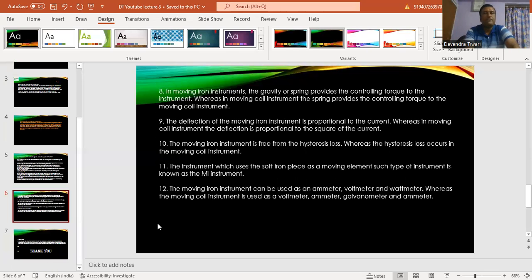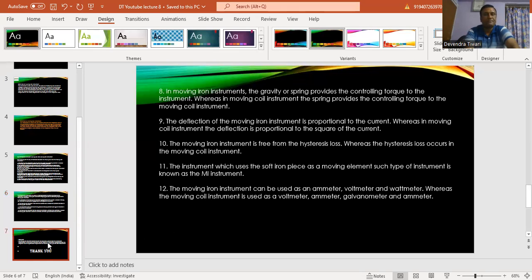Next difference is that in moving iron instruments, gravity or spring provides the controlling torque, whereas in moving coil instrument, only the spring provides the controlling torque. Next, deflection of the moving iron instrument is proportional to the square of current, whereas in moving coil instrument, the deflection is proportional to the current. Next, the moving iron instrument is free from hysteresis losses, whereas hysteresis losses occur in moving coil instruments. The instrument which uses a soft iron piece as a moving element is known as an MI instrument. Moving iron instruments can be used as ammeter, voltmeter, and wattmeter, whereas moving coil instruments are used as voltmeter, ammeter, and galvanometer.